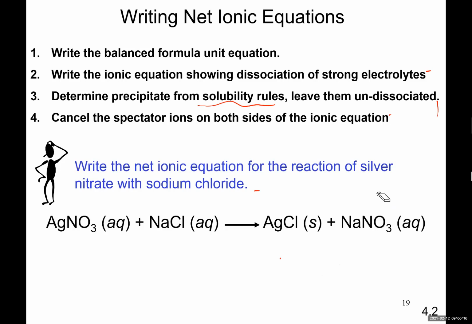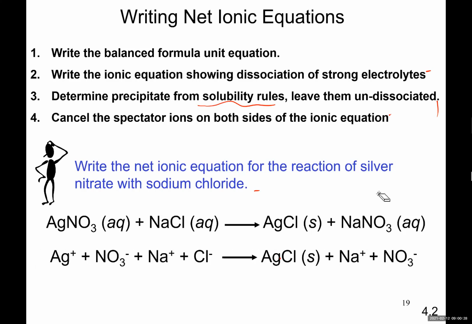So stepwise. Step number one, write the formula unit reaction. Write the equation using formula units. You decide solubility by using the solubility rules. Next step, break down all the water-soluble ionic compounds into their corresponding ions. Next step, cancel identical ions from both sides. We call them spectator ions, Na plus and Na plus. They are spectators because they did not change. They didn't take part in the chemical reaction. And then write down what is left over. That's the net ionic equation.